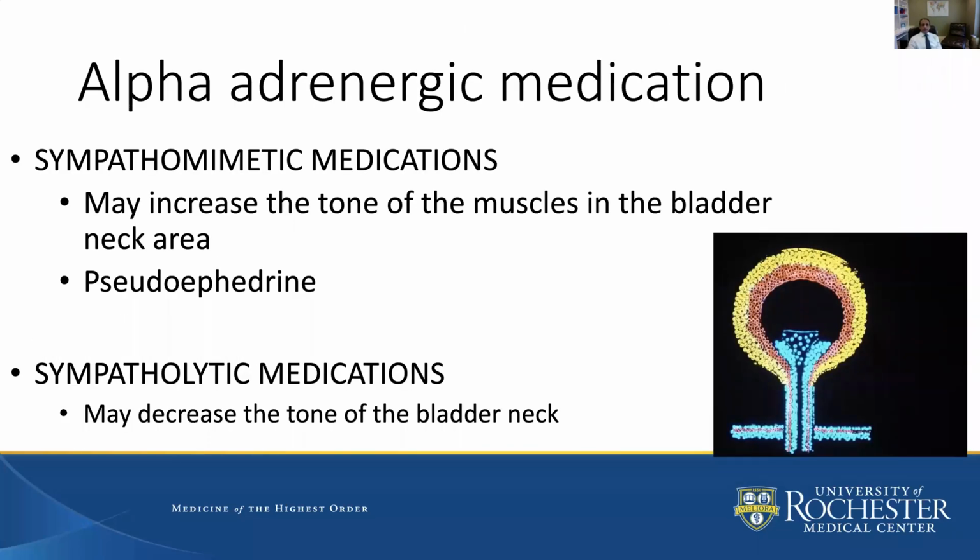Alpha-adrenergic medications, again, depend on the indications. If you are dealing with incontinence and you want to achieve some bladder neck contraction, we can use pseudoephedrine, which is available as Sudafed, and you can expect some bladder contraction and some continence, especially if the upper tract is safe. The sympatholytic medications or alpha blockers can be given if you want bladder emptying.